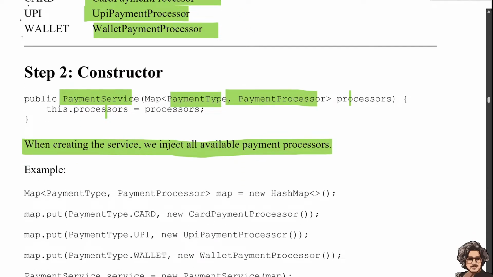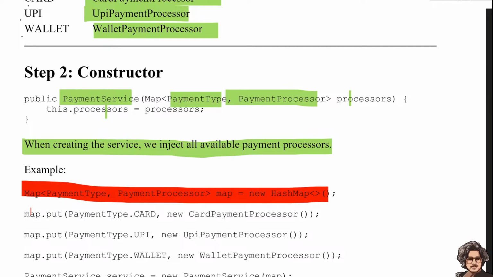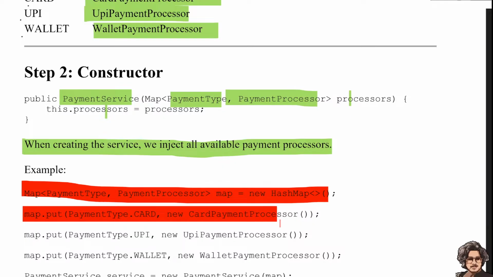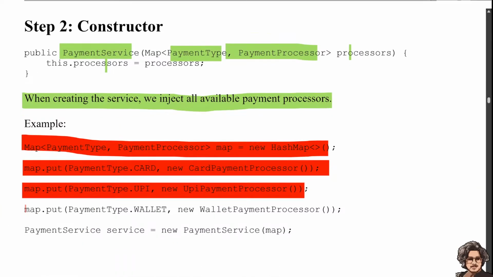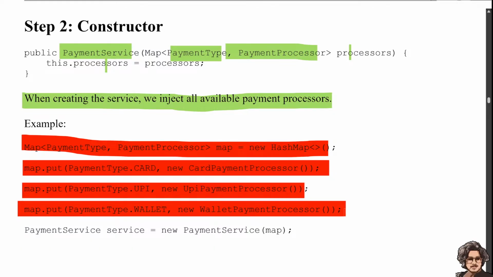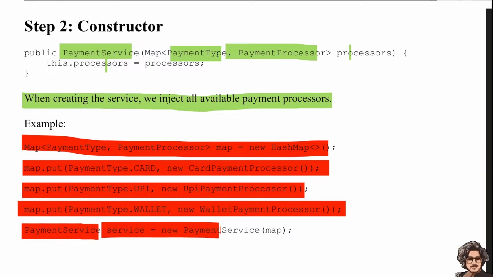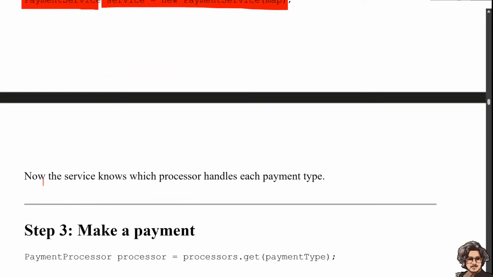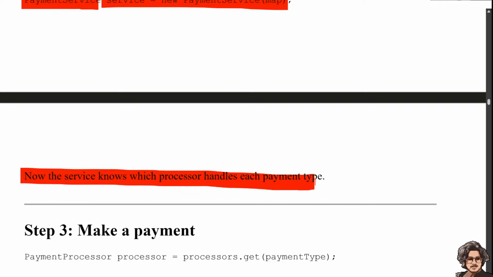So in that case, the map is equal to new HashMap. Then map.put the payment type card to new CardPaymentProcessor, map.put UPI to new UPIProcessor, map.put wallet to new WalletProcessor. Then paymentService is equal to new PaymentService, and inside it we put that map into the new object. Now the service knows which processor handles each type of task.